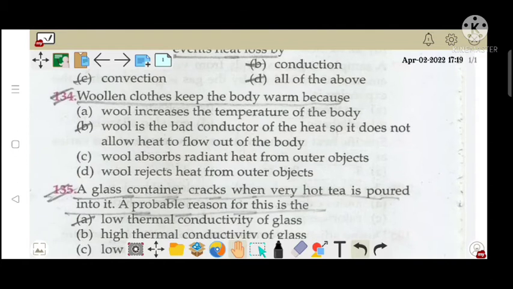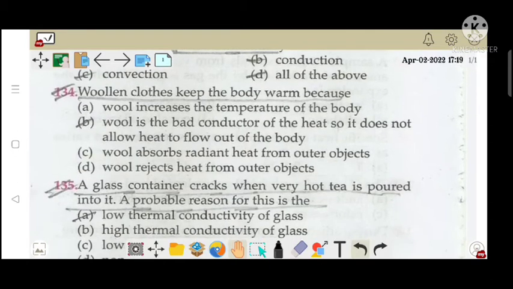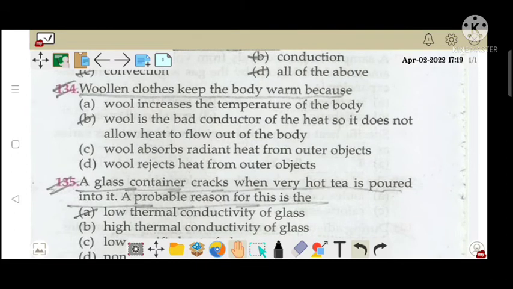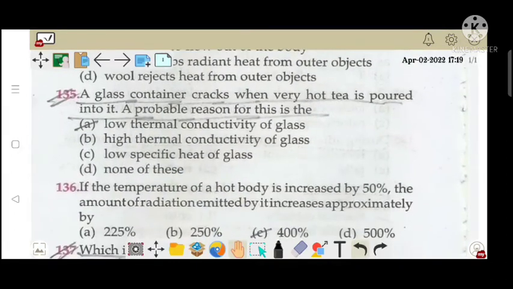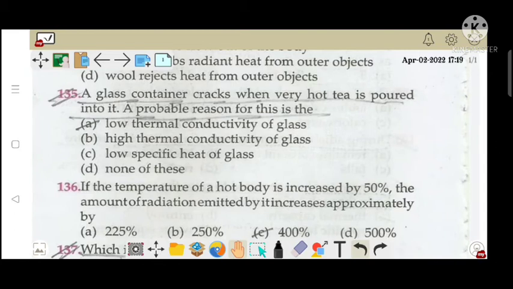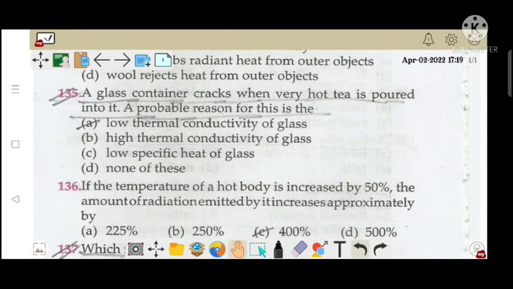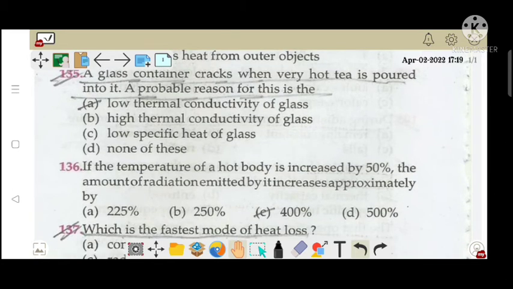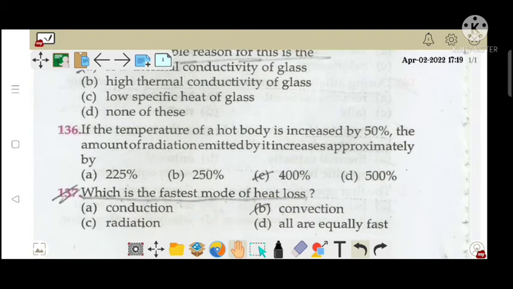The woolen cloth keeps a body warm because wool is a bad conductor of heat, so it does not allow heat to flow throughout the body. A glass container cracks when very hot liquid is poured into it, probably because of the low thermal conductivity of glass.